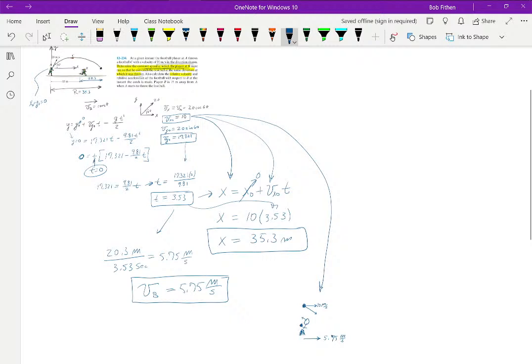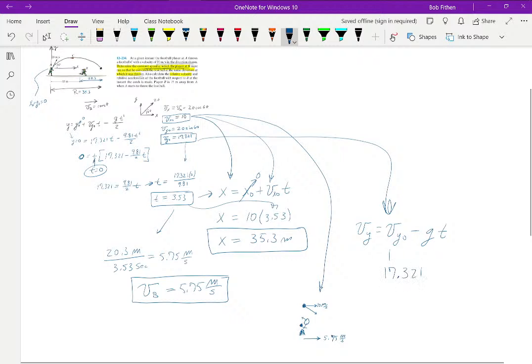Now, velocity of y is equal to vy naught t minus g t. Let me redo that. What was my initial velocity? It was 17. There's a way you can check this: 17.321 minus 9.81 t. Now, my t at the point that we're about to hit the guy's hands is 3.53 seconds. So I'm going to do something interesting.